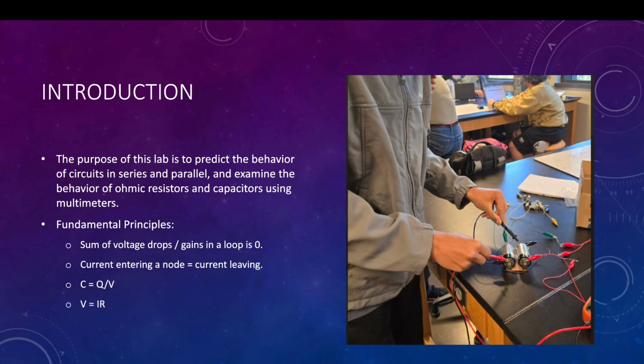Some fundamental principles are that the sum of voltage drops and gains in a loop is zero, and the current entering a node equals the current leaving the node in the circuit. Together, these are known as the loop and node rules, respectively. Additional formulas include that the capacitance of a capacitor equals the charge stored divided by the voltage across the capacitor, and the voltage drop across the resistor is equal to the current times the resistance.